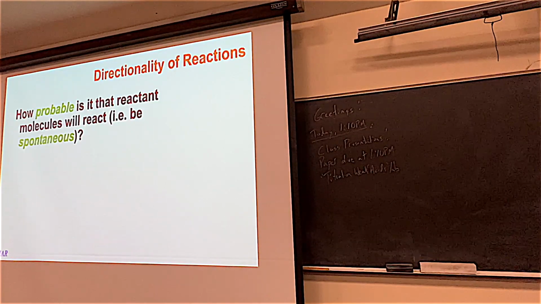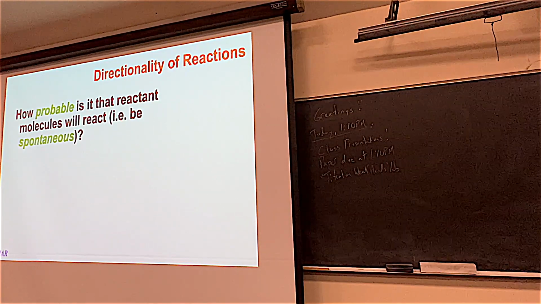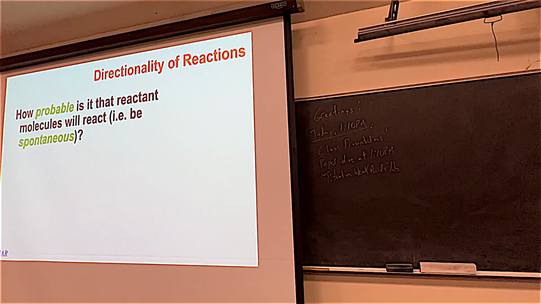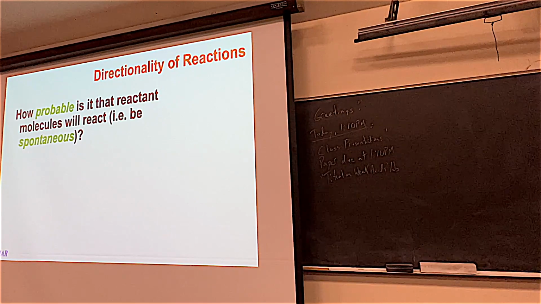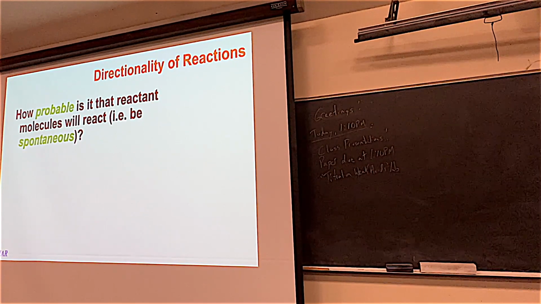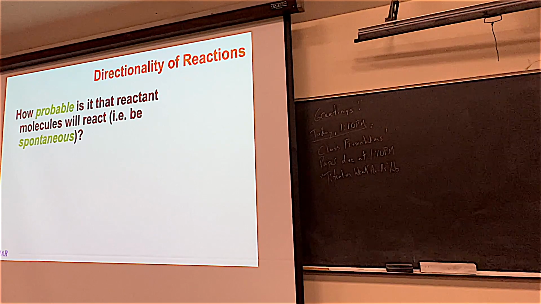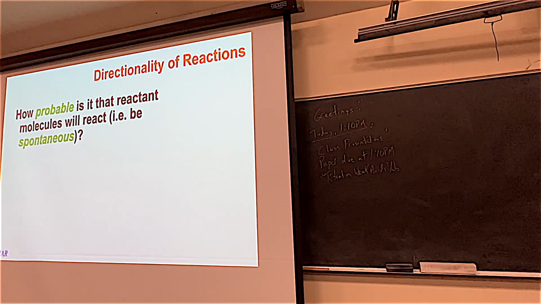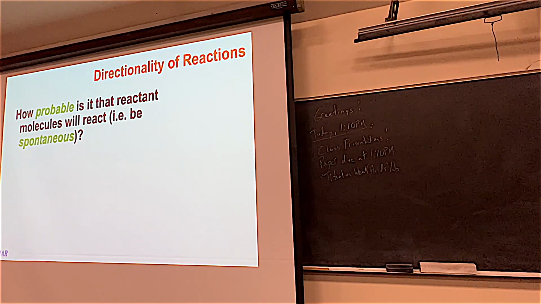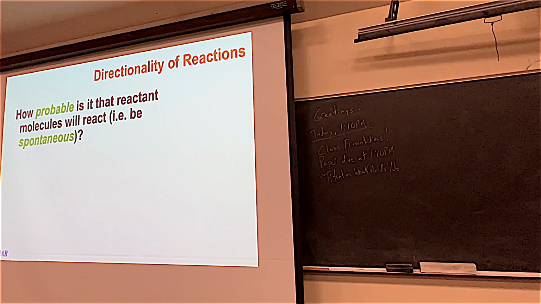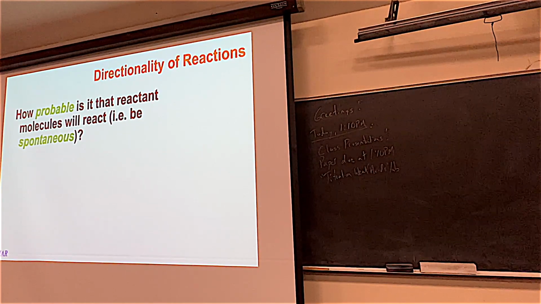Okay. So this leads to the directionality of reactions. How do you know how likely it is that a reaction is going to occur or not occur? This is a question that all scientists in chemistry and physics have thought about for a long time. Let's phrase it now in our new language. We want to know how probable it is that reactant molecules will react to make some new product. We want to know how spontaneous it is. We want to know how likely it is that you can have a spontaneous reaction. And it's really interesting.